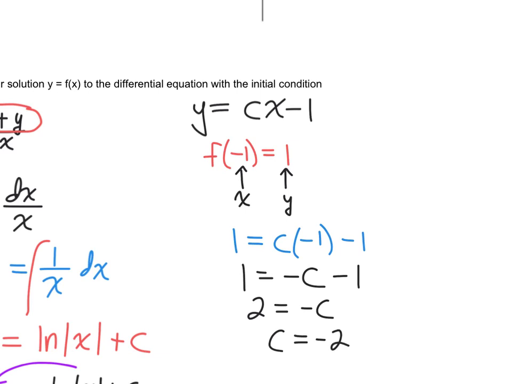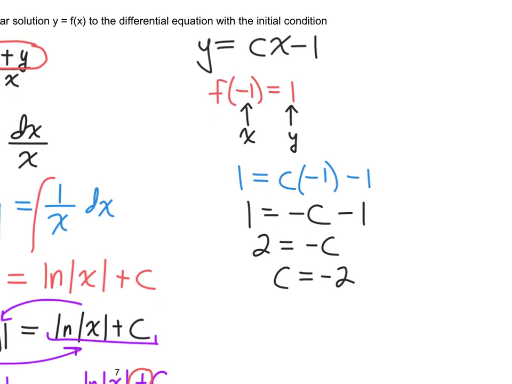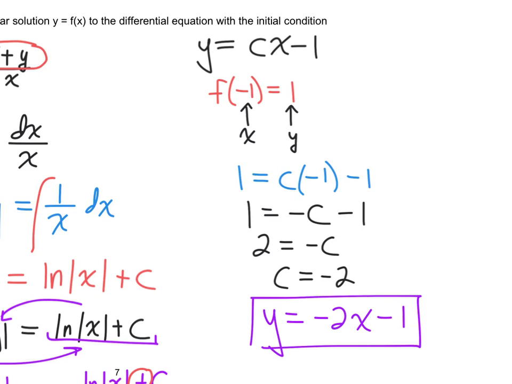C equals negative 2. All right. So this is where you can get wires crossed a little bit, I guess. This little step right here, c times negative 1. See how it remains as a negative c? Previously, the c would absorb all other constants.